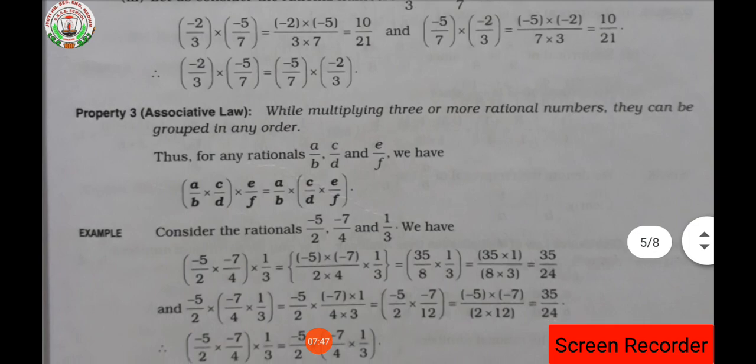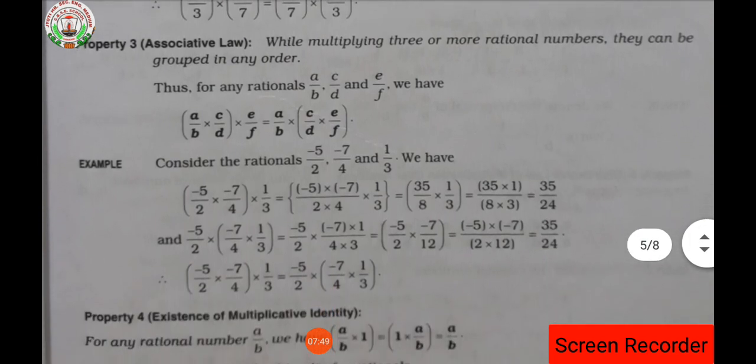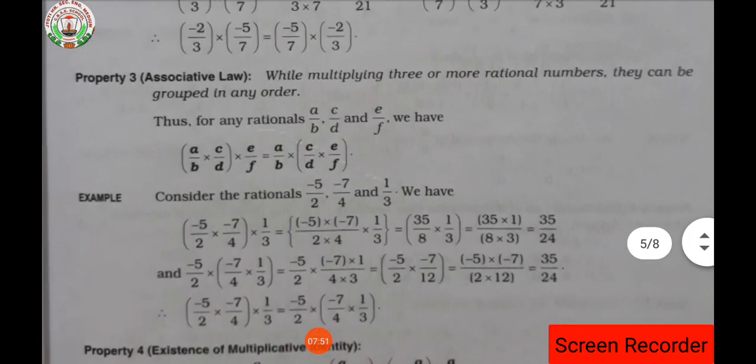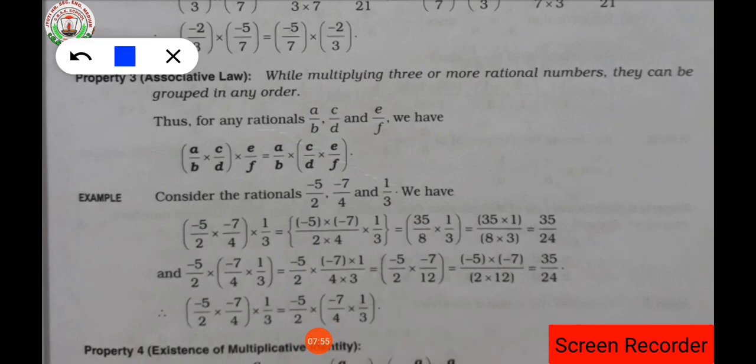Now let's see the associative property. What does the associative property say? As we know, in the associative property, 3 rational numbers should be there. Let's take the 3 rational numbers as a by b, c by d and e by f. We can take any other alphabets from a to z also. Okay.